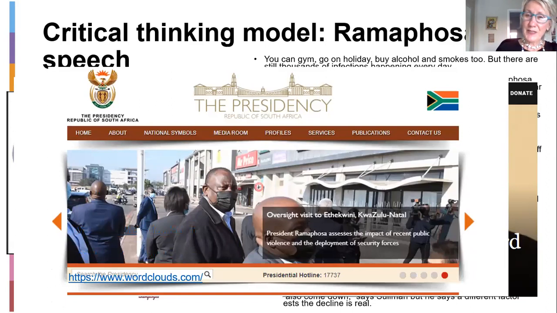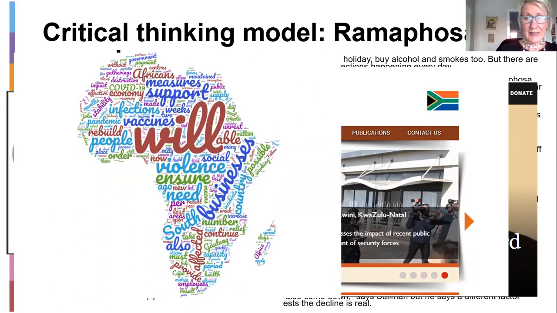And I did one today on when he visited eThekwini with the whole public violence and deployment of security forces, from the website of the presidency. I pasted his speech into an Africa shape. You can see the biggest word there is "will", what we are going to do, all the plans that are in place. Then you can see violence is very much at the fore, ensure, the encouraging words, vaccines also came into it, because he was also speaking about COVID. Businesses is pretty big because a lot of the businesses suffered, affected, infections. So you've got the whole thing about COVID, but you've got this whole idea of what happens with violence.